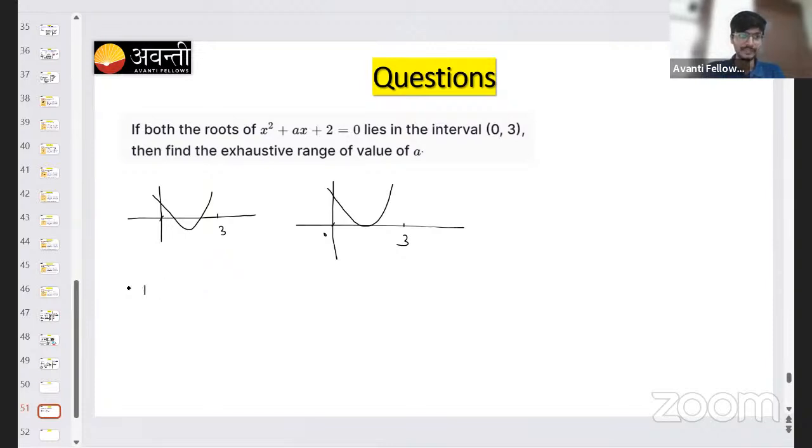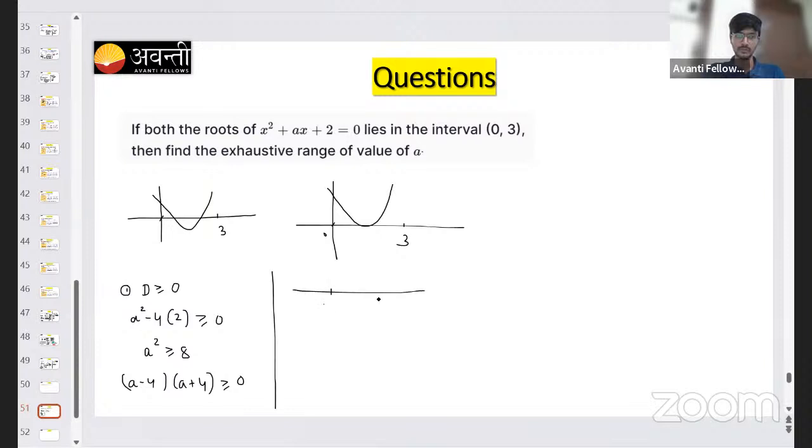Okay. So discriminant first condition will be greater than equals to 0. So b square minus 4 into 2 greater than equals to 0. That means a square is greater than equals to 8. तो अच्छा, a minus 4 into a plus 4 we can factorize ना, greater than equals to 0. 4 plus 4. This is the wavy curve. This region we are looking. So A belongs to minus infinity से minus 4 union 4 से infinity.